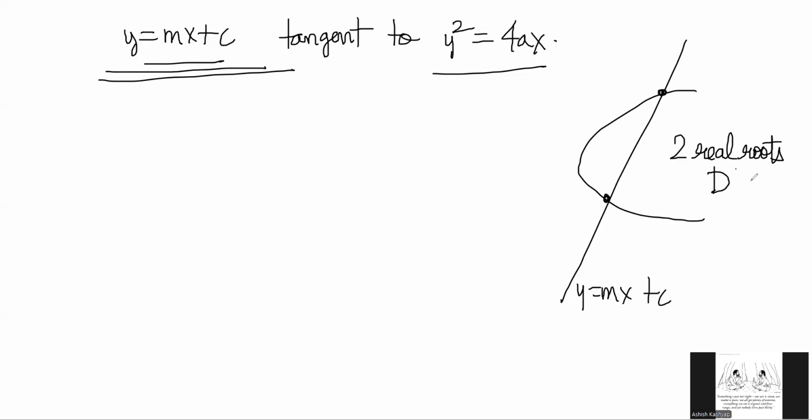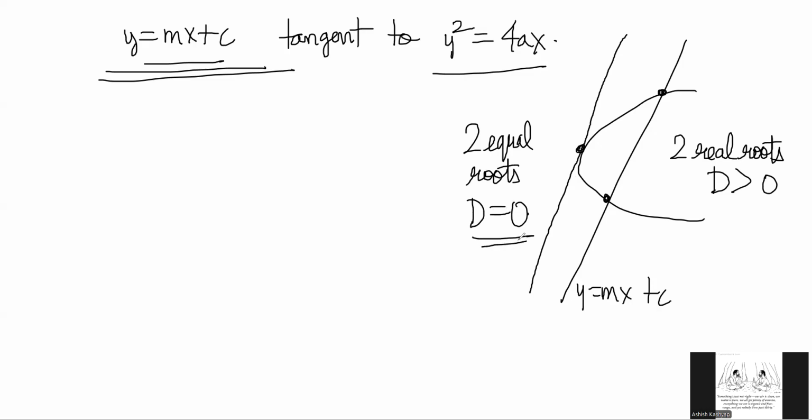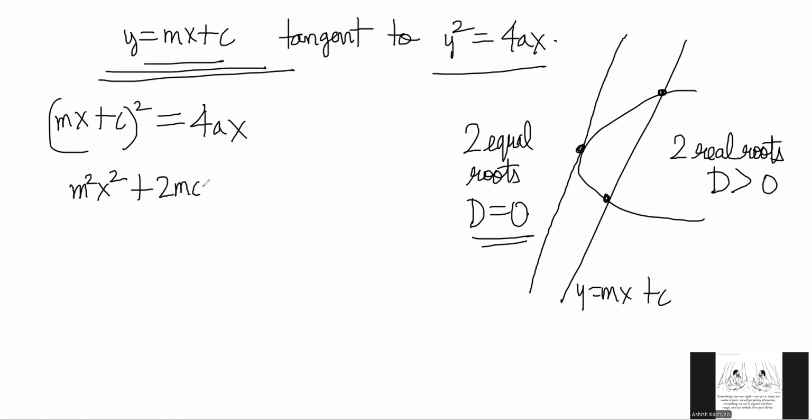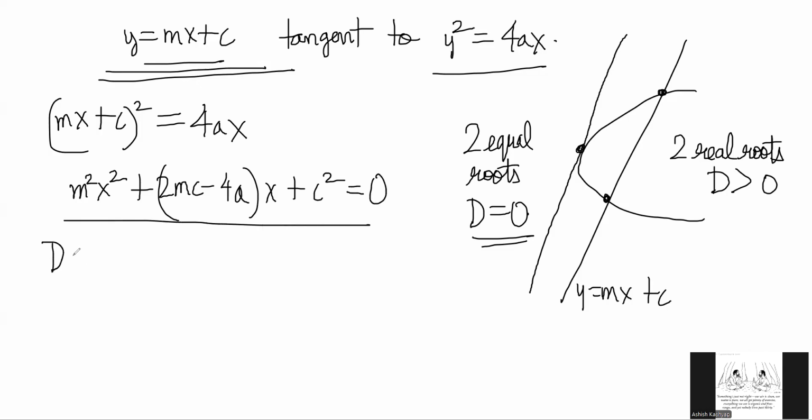And if you try to solve the equation here, you should get 2 real roots. And that condition would be discriminant greater than 0. However, if it touches the parabola, we have 2 equal roots. And that condition would be D is equal to 0, right? So we'll try to solve these two equations. For that, we'll say mx plus c whole square is equal to 4ax. This becomes m square x square plus 2mc minus 4a times x plus c square. This is my quadratic in x. And the discriminant must be equal to 0 for this to be a tangent.